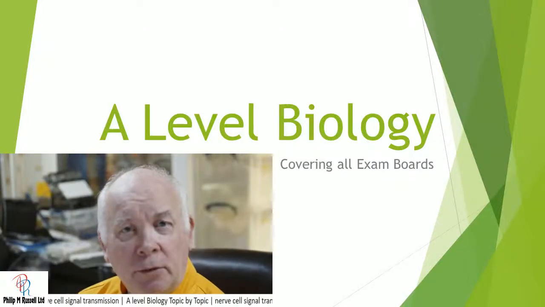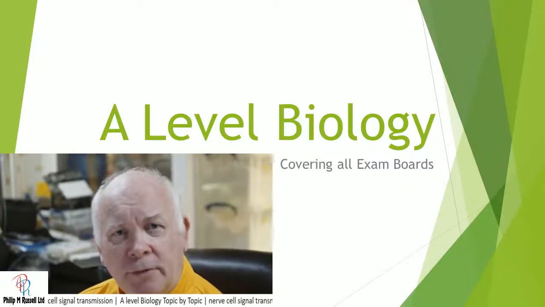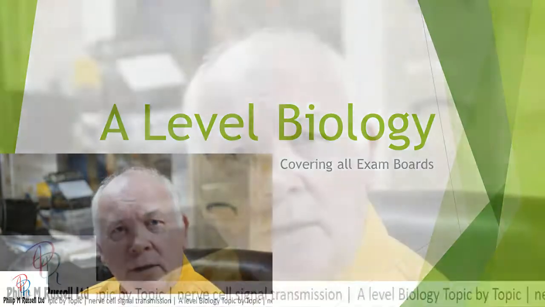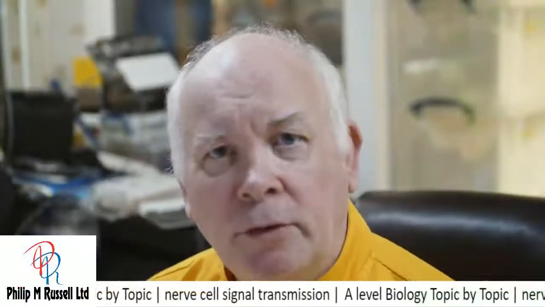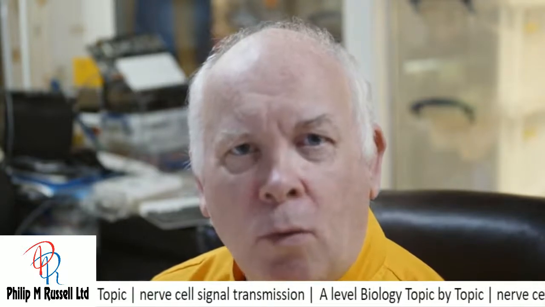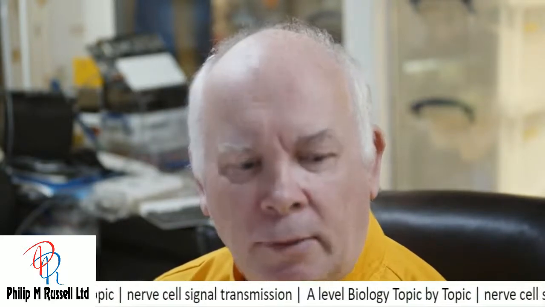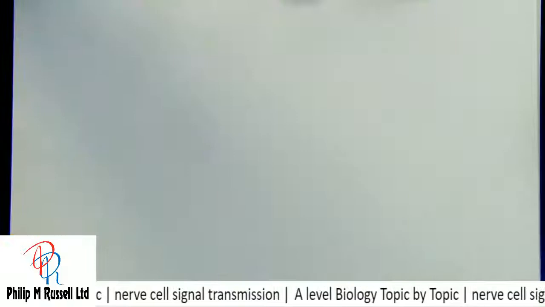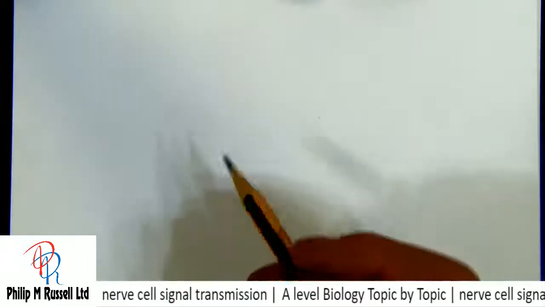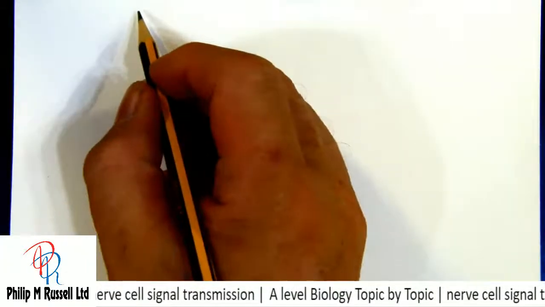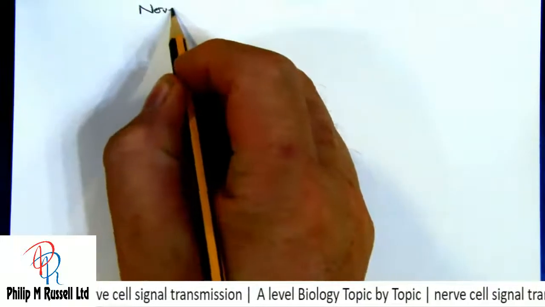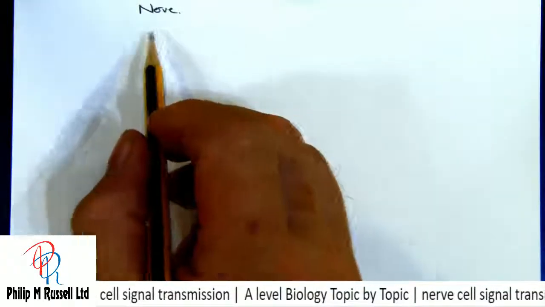Last time we had a look at the structure of nerves. Let's have a look today at the way that nerves are transmitted. So let's see what we know on how it actually works. We have to remember that when we have a nerve, it basically only works in one direction.